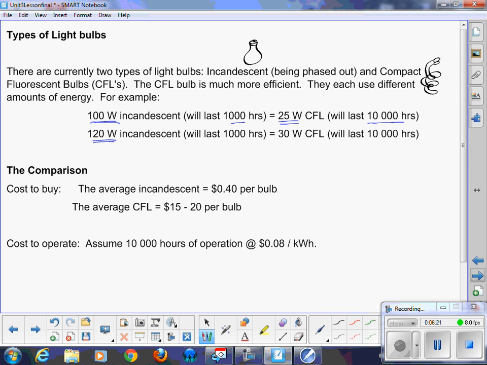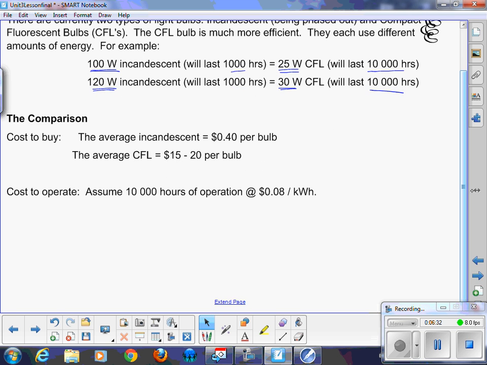With the CFLs, they're about 30 watts, and they still last the 10,000 hours. So what's the catch? Well, if we look down at the comparison here, you'll see what the catch is. The average incandescent bulb, this might be a little bit outdated now, costs about 40 cents per bulb. So the old bulbs that you probably see in the houses, the older ones, it's about 40 cents a bulb. To buy the new ones, the CFLs, you're looking at $15 to $20 per bulb.